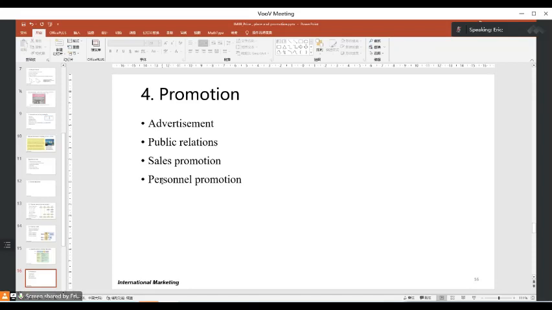And we also call it the attention economy. In the attention economy, the most important thing is that you should get the attention of the customer. You should tell them what we are, what our brand is, and what the special feature of the product is. So promotion is very important.